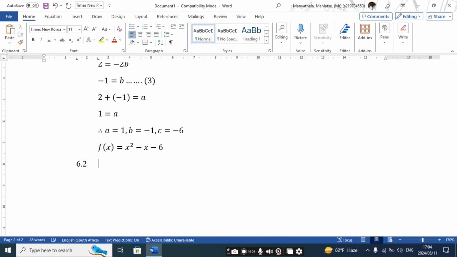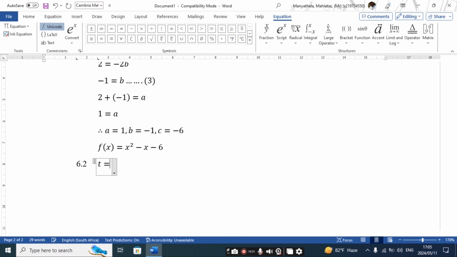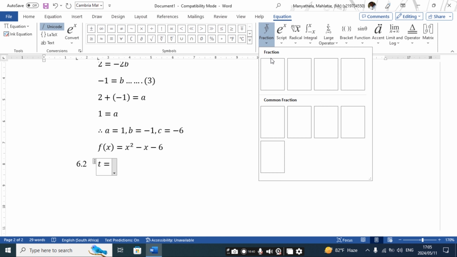So going to 6.2, I can either take that 1 over 2 and plug it into the original equation, which is the equation we have just calculated in 6.1. Or I can go straight to it, that t is equal to minus b squared plus 4ac all over 4a. So that's what I can do.